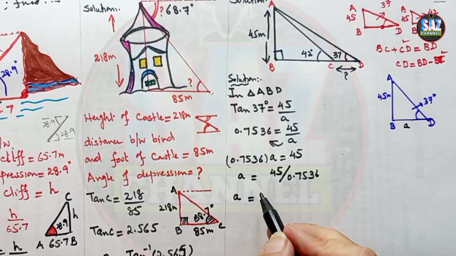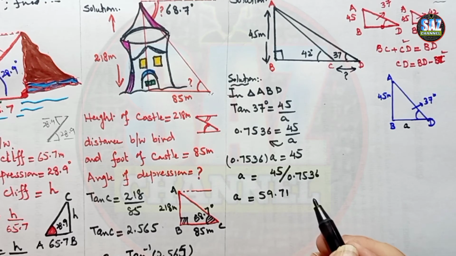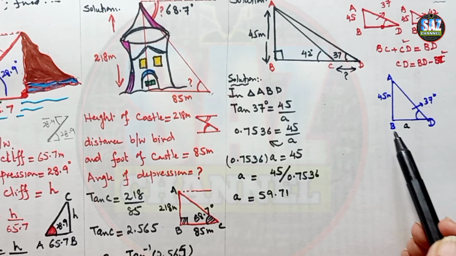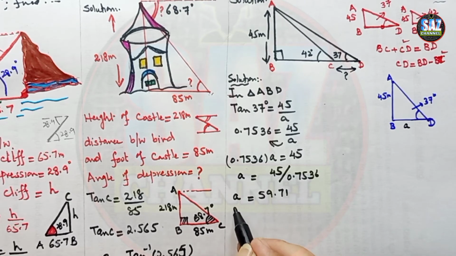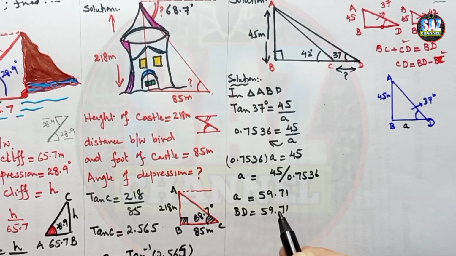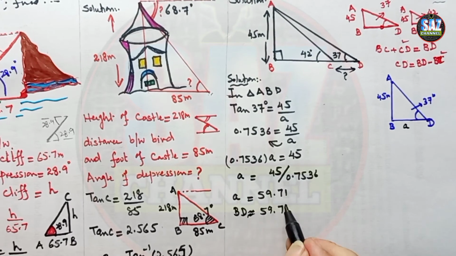This gives me a equals 59.71. a actually is the BD length. So I mark BD as 59.71, or, as we have to take it to three significant figures, I will take it as 59.7, and let me box this answer.